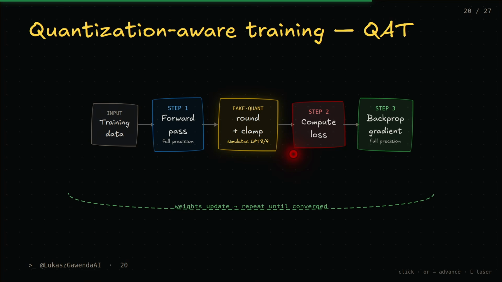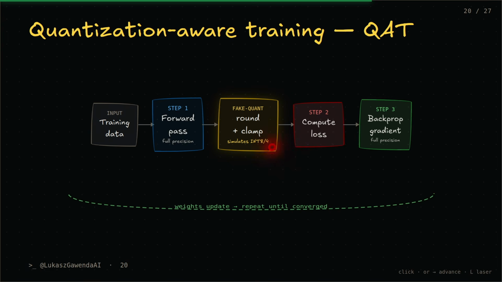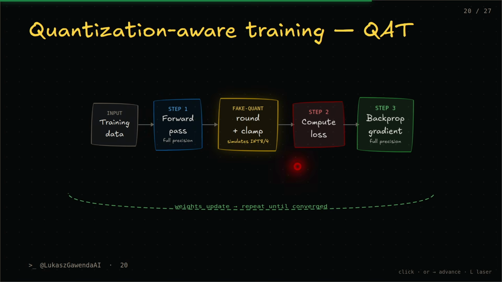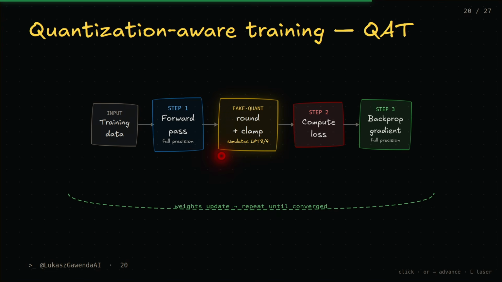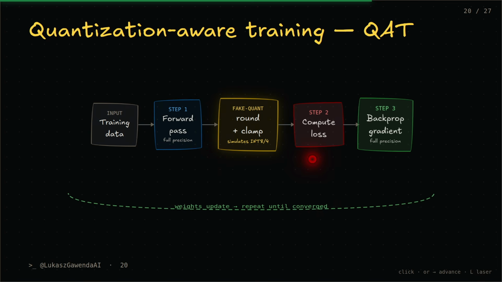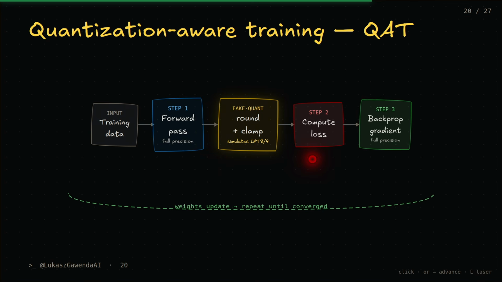This works like this. Instead of imitating the rounding only at the end, we fake it during the training. So the model adapts while it's still running. So we have the training data, we do forward pass with full precision, but we add a fake quant with a round that will simulate the quantization already at the training step. Then we compute loss, we do the backpropagation gradient, and we repeat this during the training. So the model adapts for quantization while it's still at the learning stage.